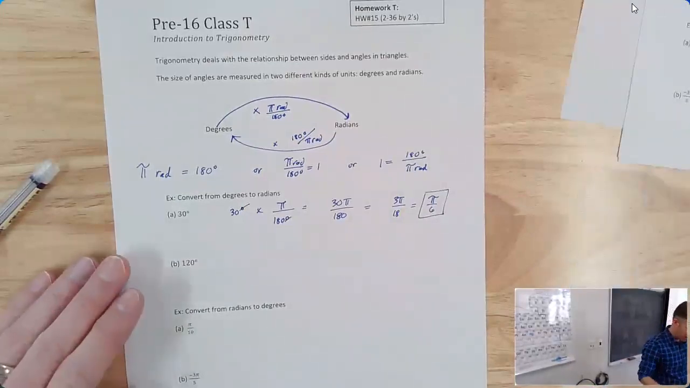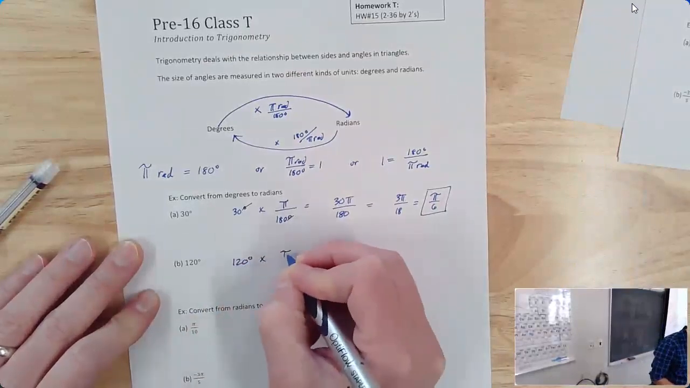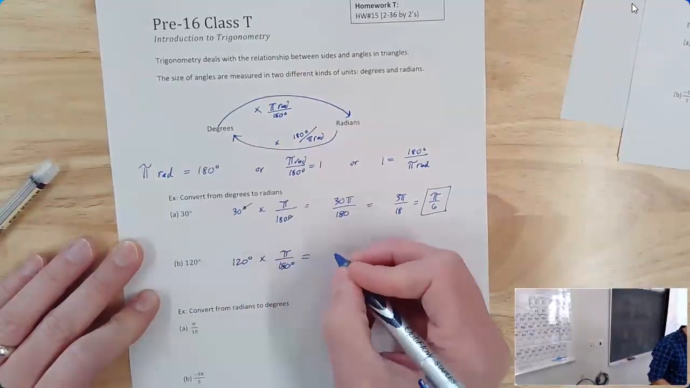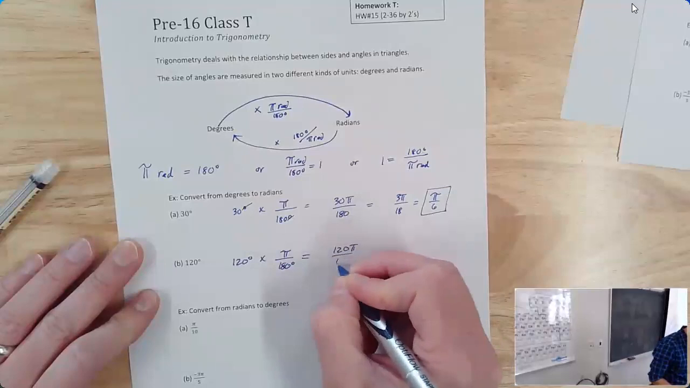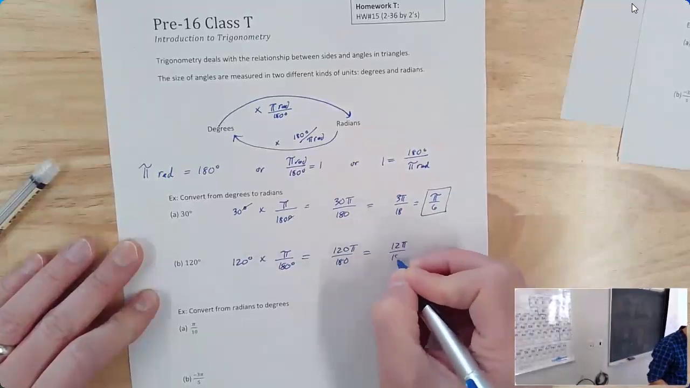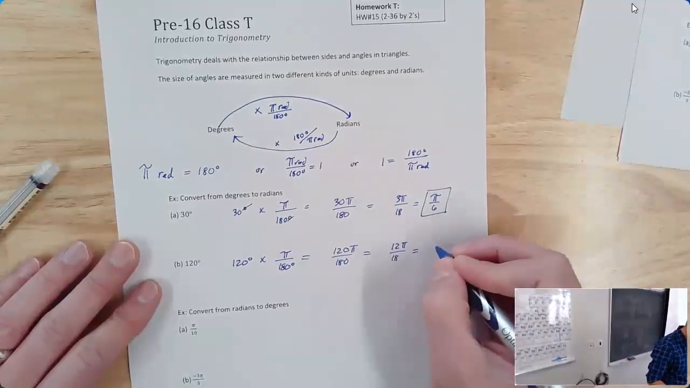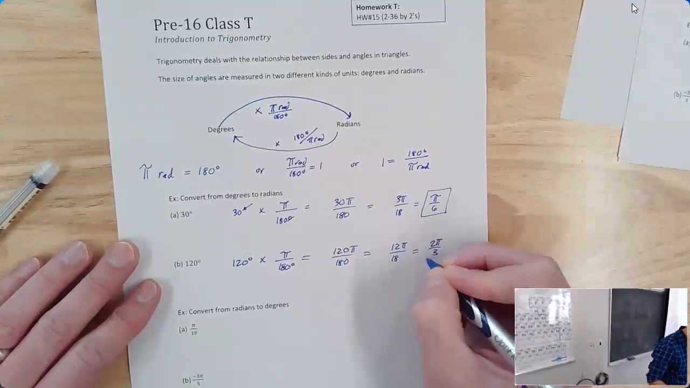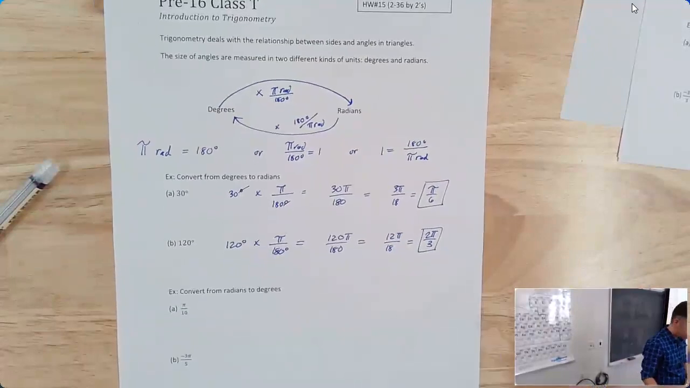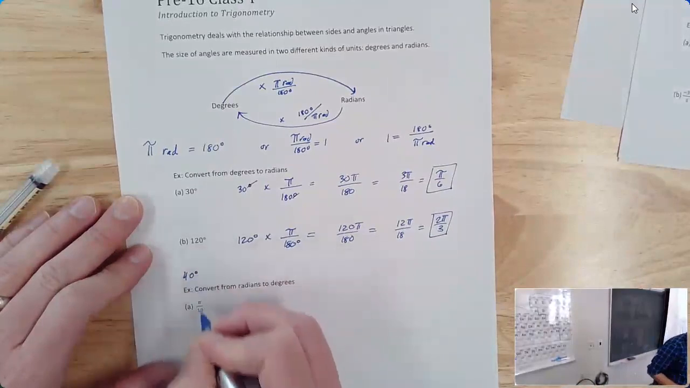Similarly, if I want to convert 120 degrees to radians, I'm going to multiply 120 degrees by pi over 180 degrees. Again, the degrees cancel. I get 120 pi over 180. I could probably skip that step and go straight to 12 pi over 18. And then I can either divide by 3 or divide by 6, whatever is more convenient, and end up with 2 pi over 3. Why don't you all try converting 40 degrees to radians?